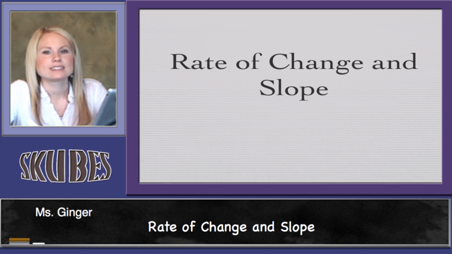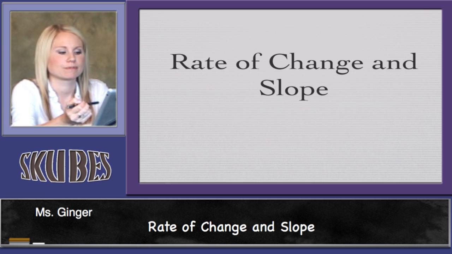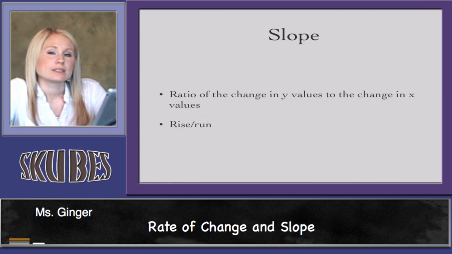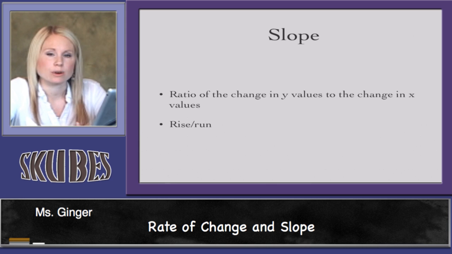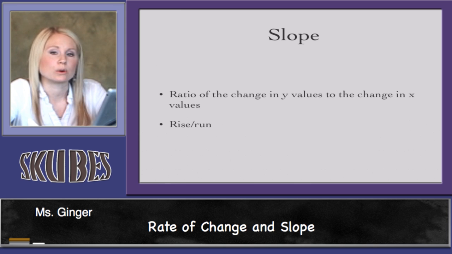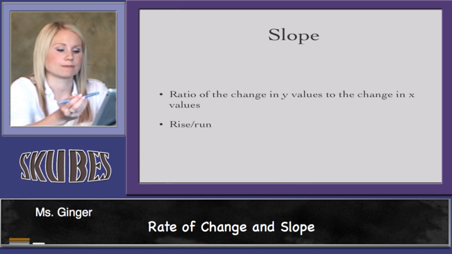Hey everyone, today's lesson is on rate of change and slope. Slope is the tilt of your function or your line that you're going to see on the graph, often referred to as rise over run, the difference in your y direction divided by the difference in your run direction, your x direction.